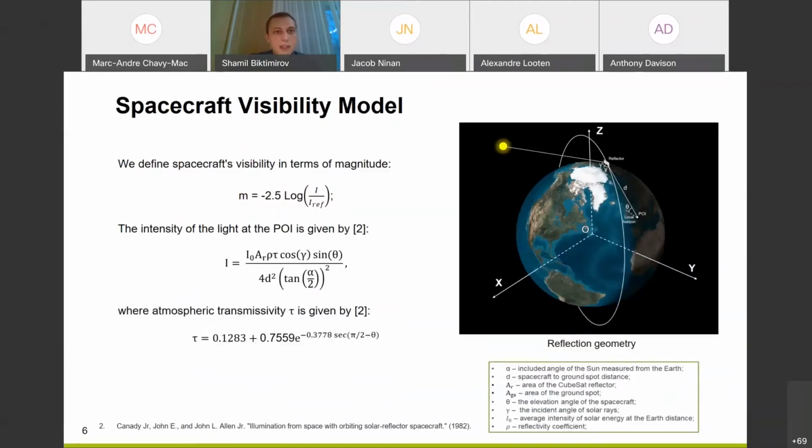And let's speak more about the spacecraft visibility model. So here is the parametric model of how we calculate the magnitude of reflected sunlight at the point. Actually, magnitude is a function of the intensity of reflected sunlight, and the reflected sunlight is a function of reflector parameters and geometrical parameters, such as elevation of satellites at the point and incident light angle.